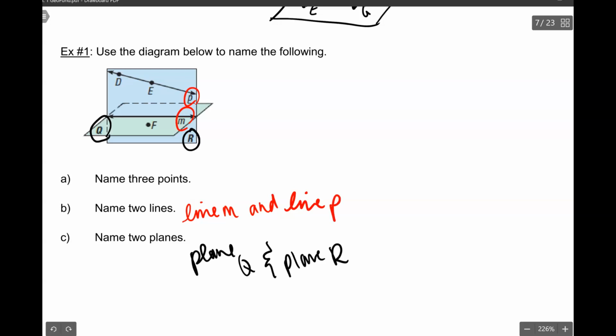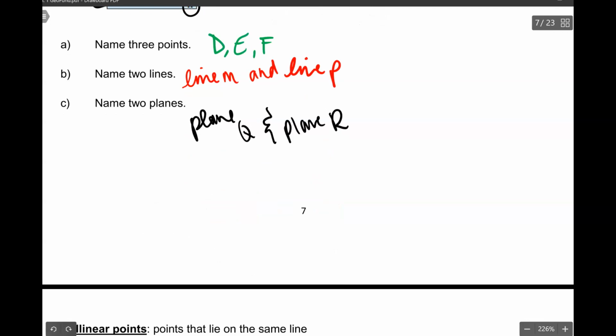And then if I want 3 points, notice they're just dots with the capital letter. So what are these 3 letters? D, E, and F. So those are 3 points. D, E, and F. Okay, let the dogs out. All right, let's keep going.